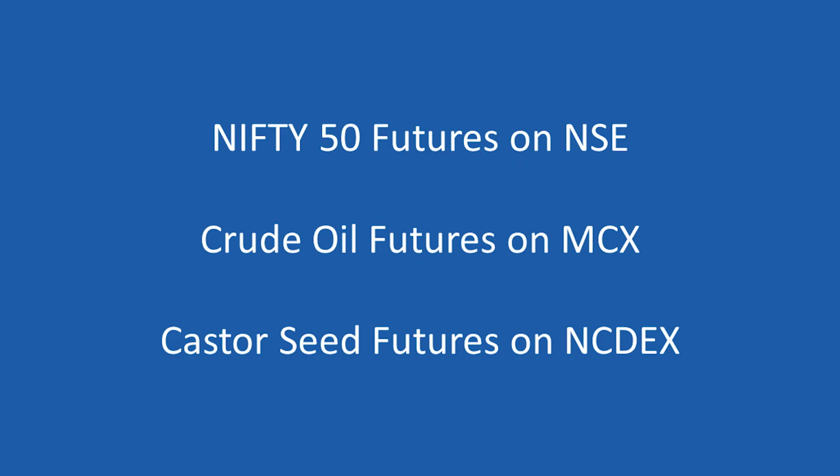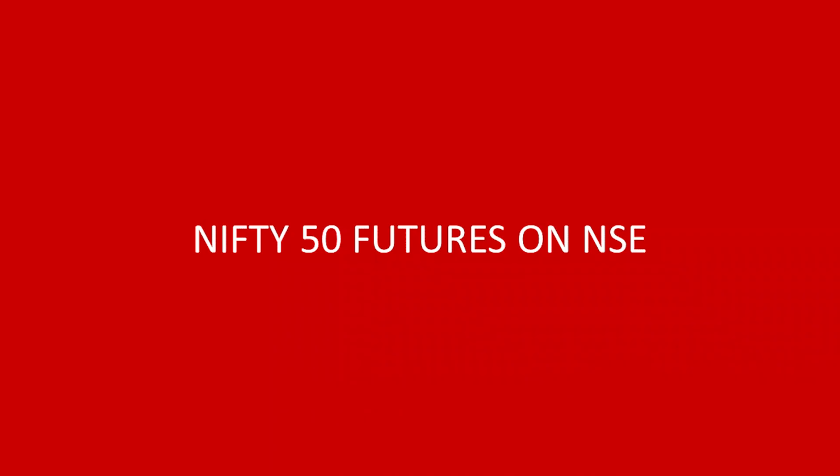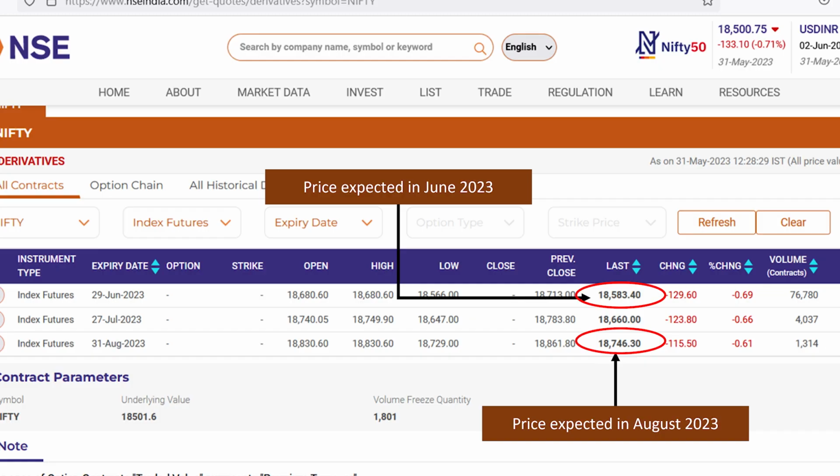We will understand expectations theory by looking at NIFTY 50 futures on the National Stock Exchange, crude oil futures on the Multi-Commodity Exchange, and Castor futures on the National Commodities and Derivatives Exchange. On this screen, we see the NIFTY 50 futures available for trading on the National Stock Exchange on the 2nd of June 2023. We see that there are three futures contracts available for trading as of this time, which are expiring in the months of June, July and August on the last Thursday of each of the months.